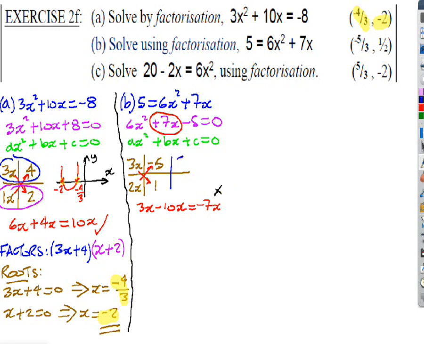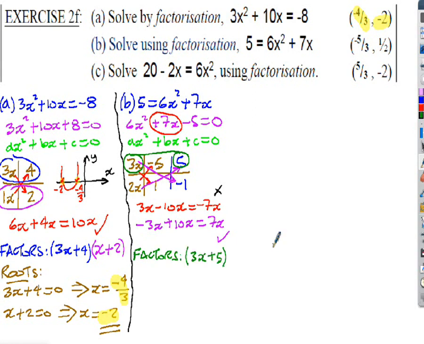So my second attempt, I think I'll make this positive 5 on the top and negative 1 on the bottom. Cross multiplying again, I will get 3x multiplied by negative 1, so negative 3x, and the 2x multiplied by the positive 5, so plus my 10x, and I can see now I've got my positive 7x here, so that is correct. So 3x plus 5 is a factor, and also 2x minus 1 is a factor.